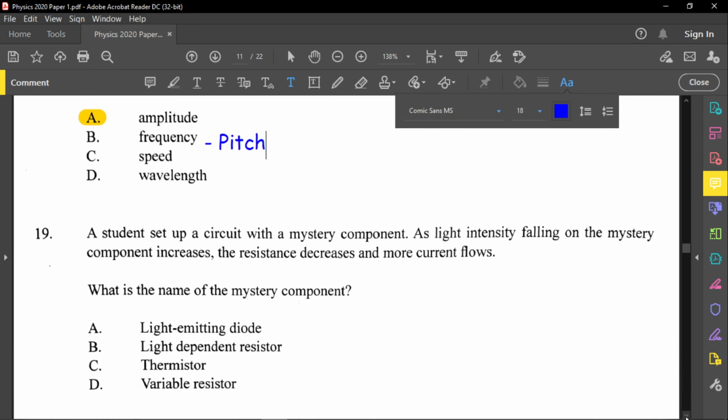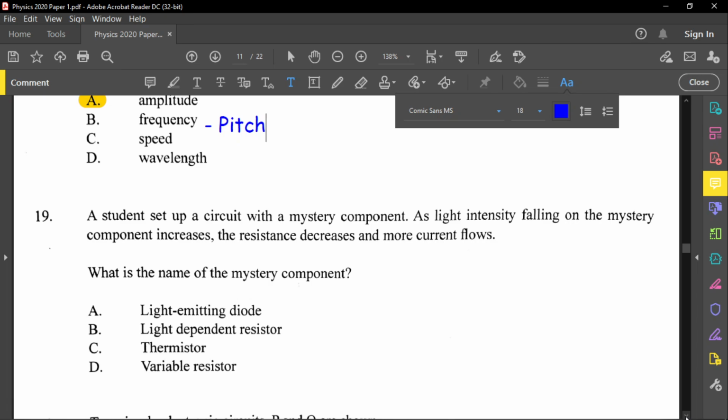All right, so question number 19. Let's try to move on a little bit quicker. A student set up a circuit with a mystery component. As light intensity falling on the mystery component increases, the resistance decreases, and more current flows.